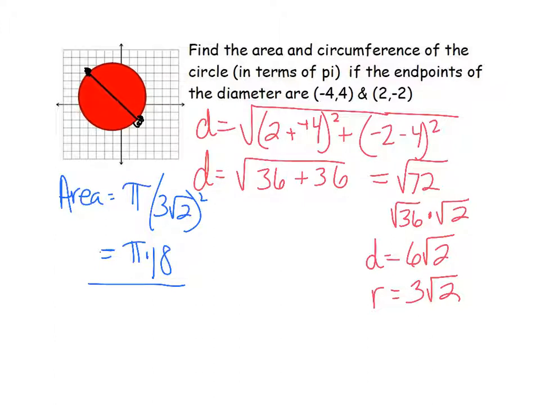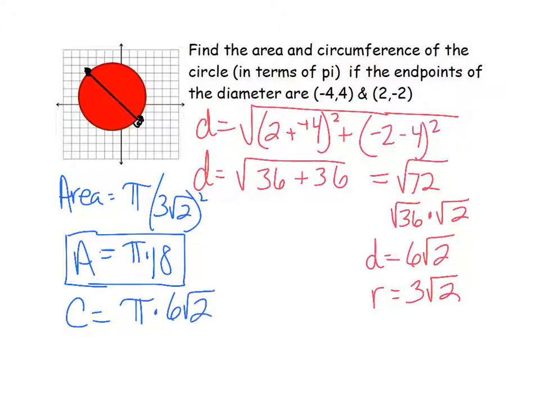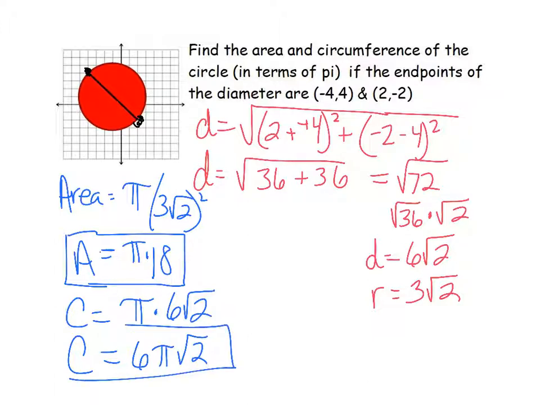It said in terms of pi, so I don't have to go to the decimal form. Let's do the circumference. Circumference equals 2 pi r, or I could just do pi times diameter, since I have the diameter sitting over there. Leaving it in terms of pi, it's not super nice there. So C equals, usually the way you're going to see that written is 6 times pi times root 2, where the pi goes in the middle. But as long as you get all 3 of them multiplied, I don't care which way you do that. All right, so there's your circumference.